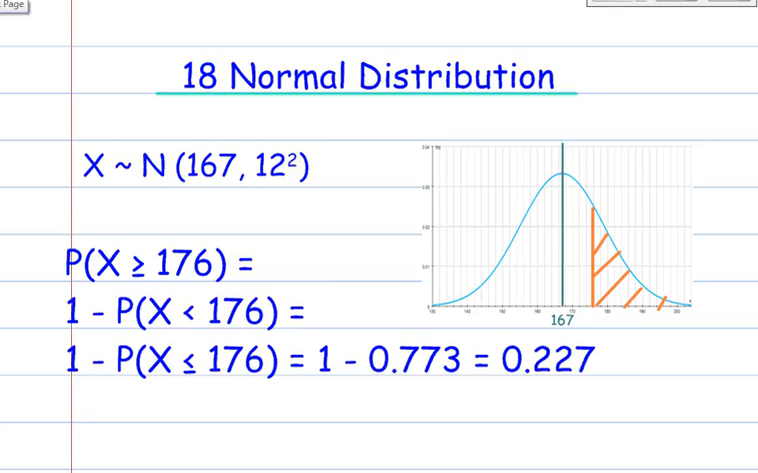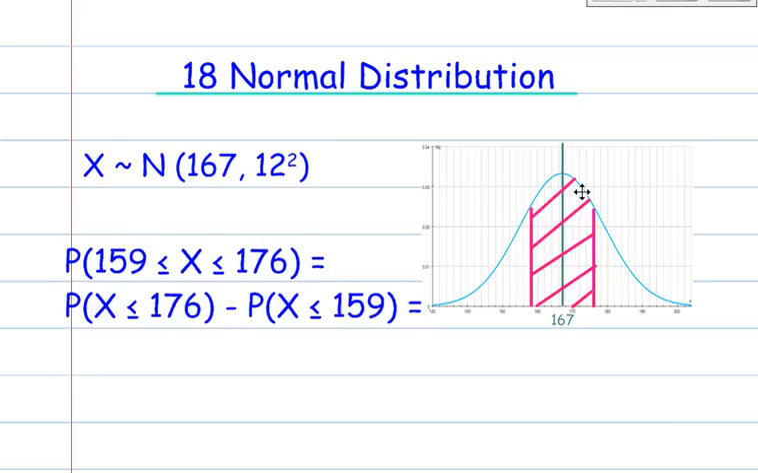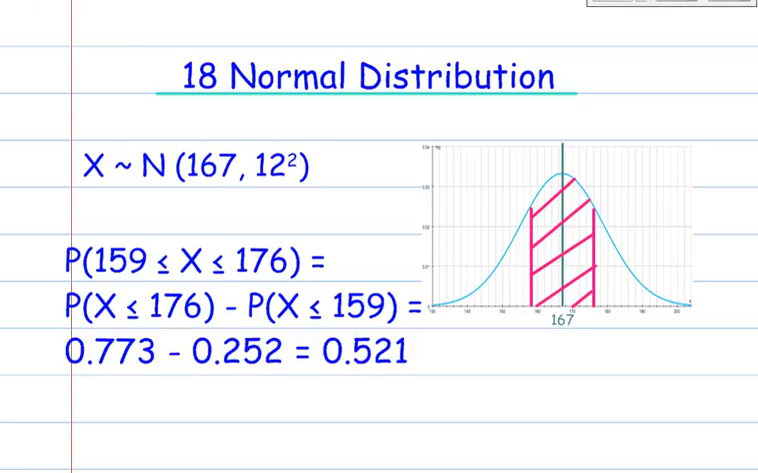Okay, so let's say we want to have a value that's in between. So let's have X being the probability of being between 159 and 176. This is this area here. I work out the area of the whole thing, take away the area here, and that leaves me with the middle. I already have these values because we've already done those ones. So it's 0.773 minus 0.252, which gives me 0.521.